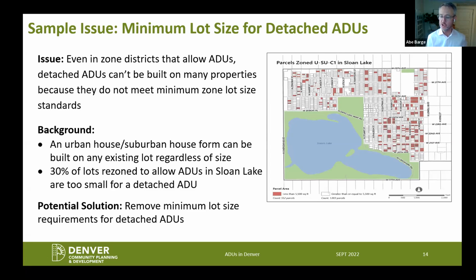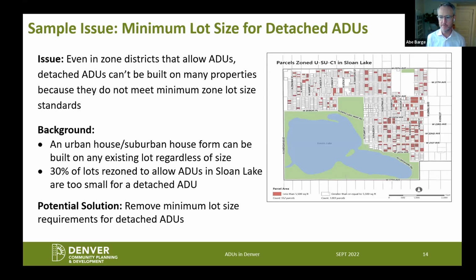Okay, sounds great. So one of them is the minimum lot size for detached ADUs. This is a rule that applies only to detached ADUs, not to attached. So in a zone district where you can build them now, there are minimum lot sizes that say you must have at least this big a lot or you just can't do a detached ADU. So that's come up as an issue. It means that even in zone districts where you can build ADUs, there are lots of lots that could never have one. That's felt kind of unfair to some folks.